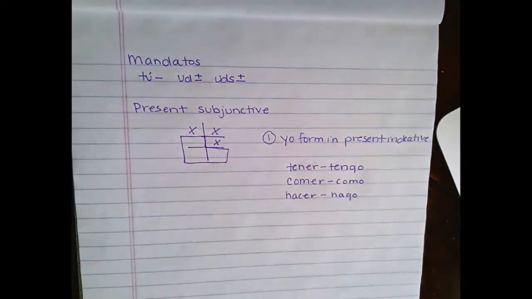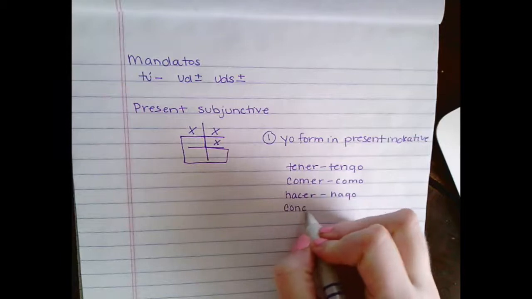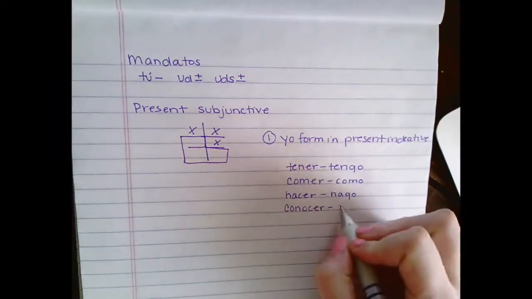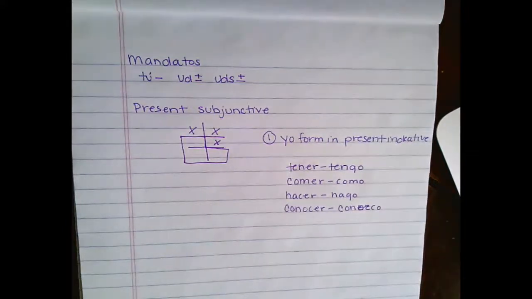This can be a little tricky for some people because there are a lot of irregular yo forms in the present indicative. We have some go verbs, we have some stem changers, we have some zco verbs. So a verb like conocer, to know, the yo form is conozco. There are some tricky ones out there, and that can be why it makes the present subjunctive a little bit trickier in its natural conjugations.